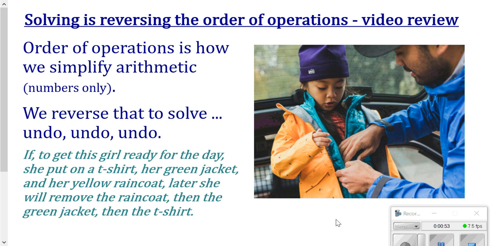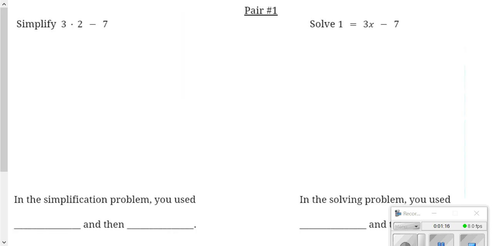An analogy that we thought about in preparing today's topic was to think about helping a little kid get dressed. If we were to get a little kid ready for the day, like in this picture, she might put on her t-shirt, then her green jacket, then her raincoat on top. But later on, when she comes back indoors, you're going to have to undo that process. So order of operations is for evaluation when you just have numbers, and then you undo that process when you're solving. That's an easy way to think of it, maybe.